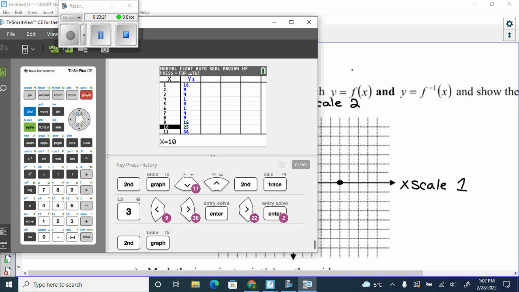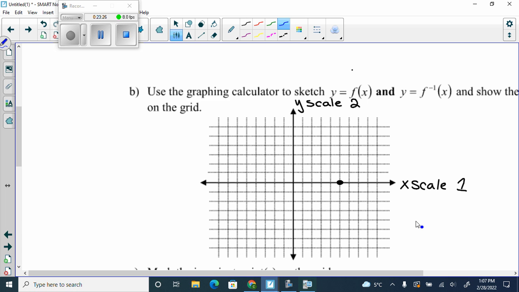So then we need points on the other sides of it. So we have (4, 1), (6, 1). Remember, I made my y scale be worth 2. So (4, 1) is actually here, (6, 1) is here. And then it's going to be at (7, 4), and then (3, 4). And then (8, 9) and (2, 9). So I just used values off my table, right? And plotted them, remembering that my y scale is 2.